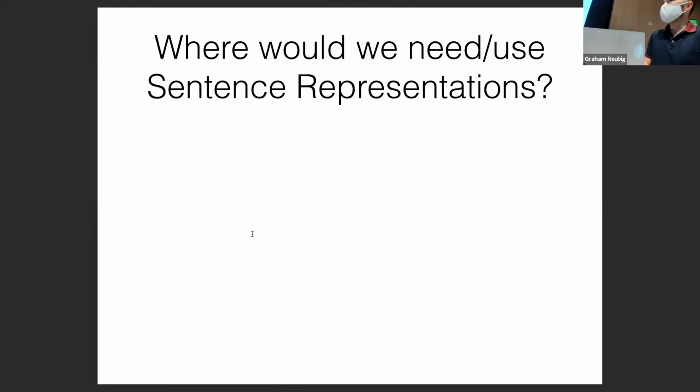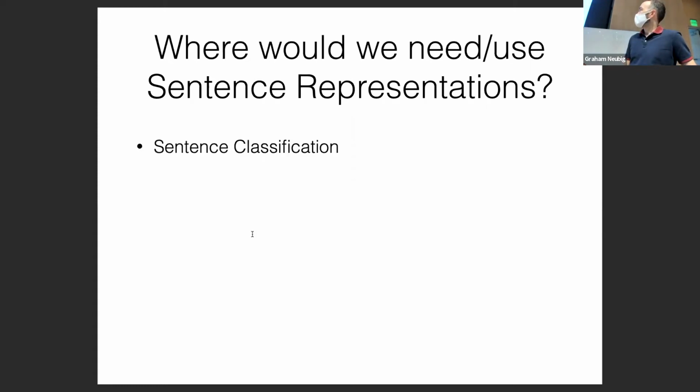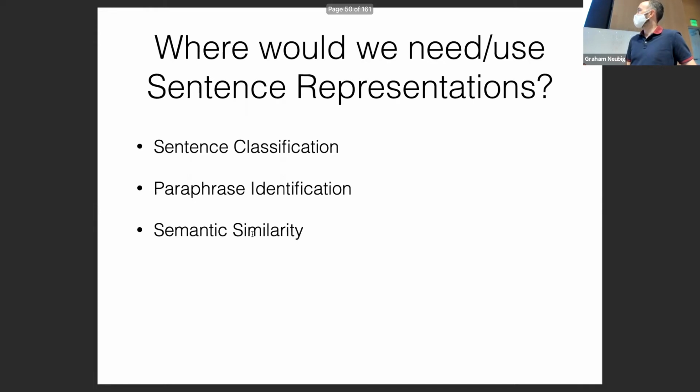So here I'm specifically talking about sentence representations. And what I mean by this is where you basically take in a sentence and turn it into a single vector and use that for some variety of tasks. And these can be used for things like sentence classification, paraphrase identification, semantic similarity measurement, entailment, and retrieval.